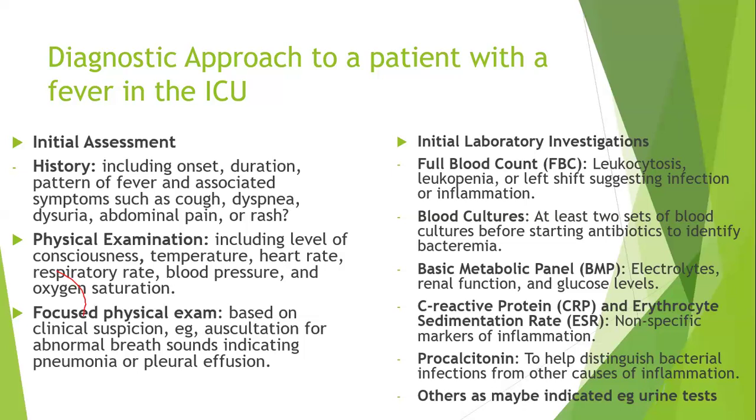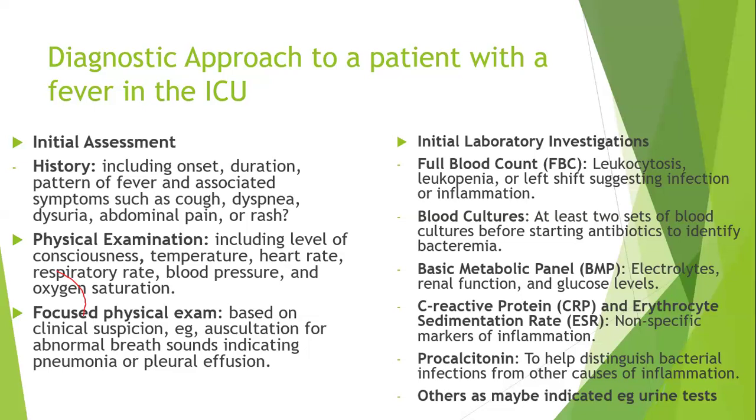You want to do two sets of blood cultures, one for aerobic and the other for anaerobic, before you start your antibiotics. You want to do a basic metabolic panel, including but not limited to electrolytes, renal function, and lactate. Lactate is very important, high lactate. If you remember the Surviving Sepsis Campaign of 2016, lactate level was used as part of the goal directed therapy. So lactate level is important in our patient.